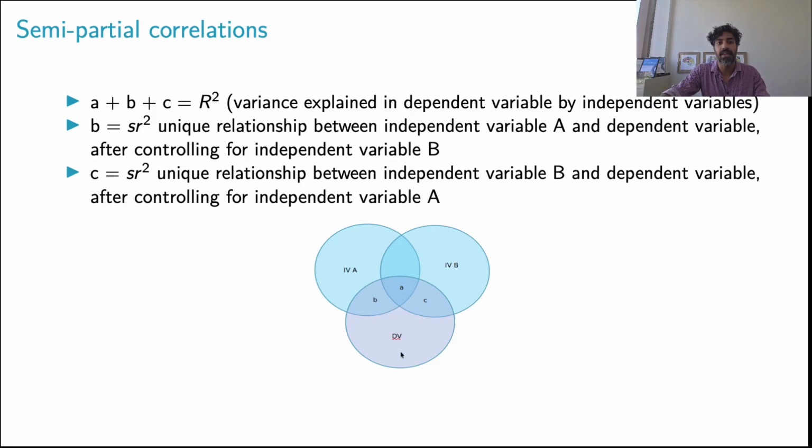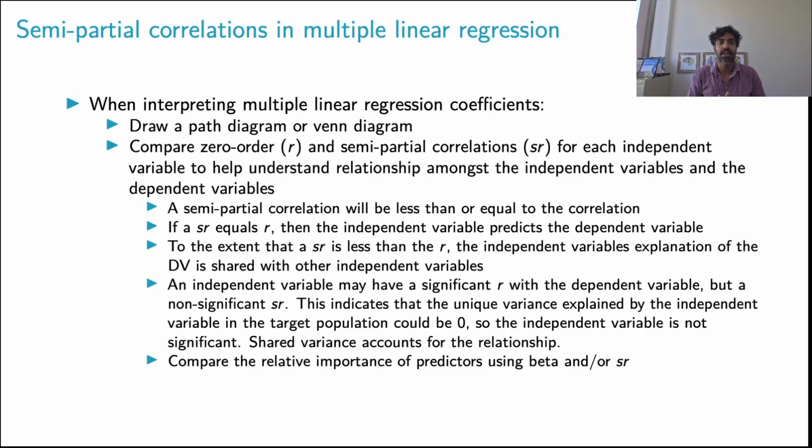So you have your independent variable A and your dependent variable. If you just computed the correlation between these two, you would get A and B, right? But if you compute the semi-partial correlation, you just get B. So this is why I'm saying the semi-partial correlation is often less than what you would see in the correlation, but sometimes it can be equal to, right? And I'll give you an example when the variable is completely unique.